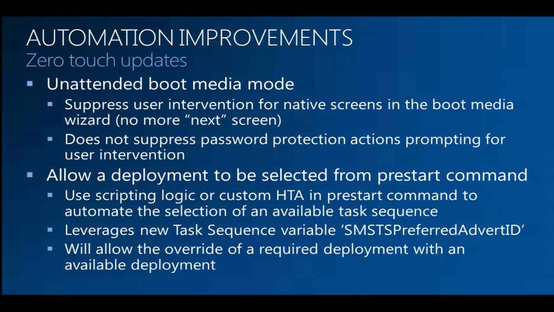The next one is another real big one that we've seen for things like maybe if you're doing some kind of deployments to servers, or maybe you're doing some things to headless workstations, maybe you have some kiosks out there. We call it the ability to select a deployment from a pre-start command. So what this does is you can actually set up a pre-start command, maybe put in some sort of script wrapper or an HTA there. You're going to select a business unit. You can say, you know what, finance maps to this task sequence.